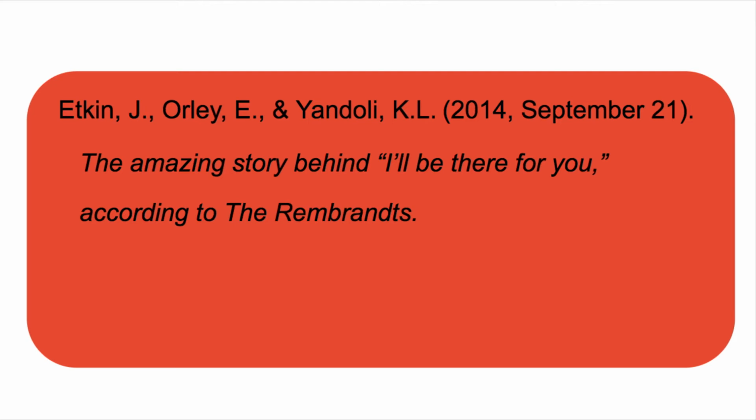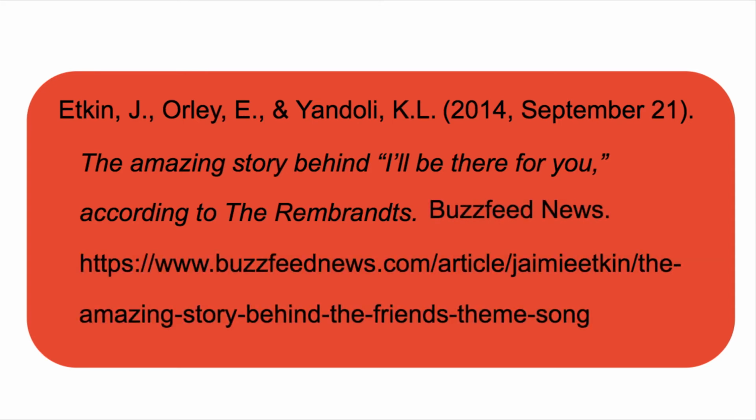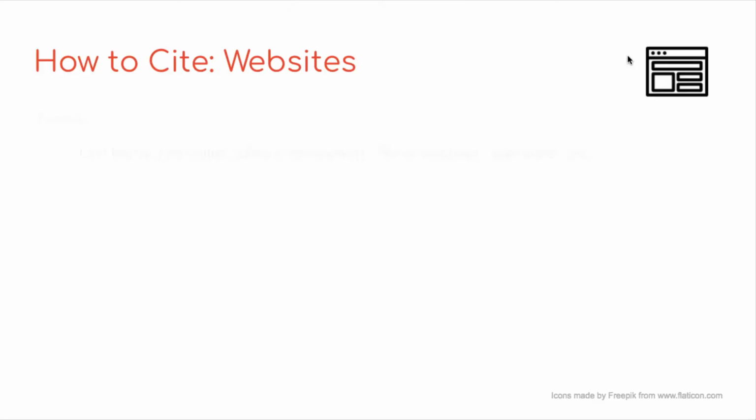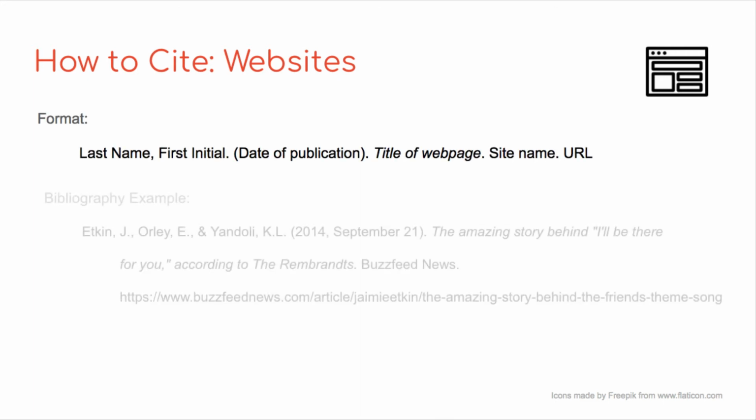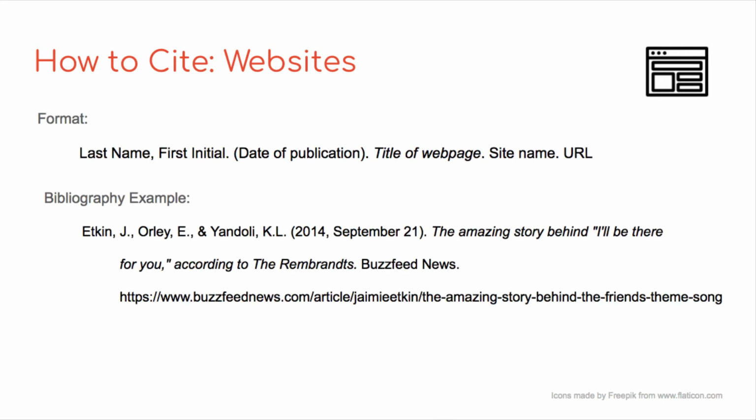And as you'll see, I capitalized the first letter, and then I capitalized the Rembrandts because the name of the band is the Rembrandts, not Rembrandts. And then BuzzFeed News, not italicized. And then there's the full URL with everything, https://www. So just to review, here's the format, here's the final citation example, and then this is what the in-text example would look like if you're curious.